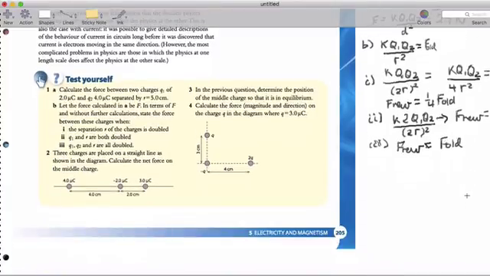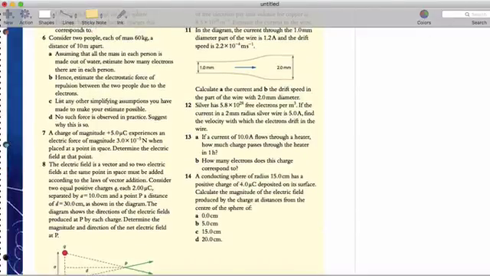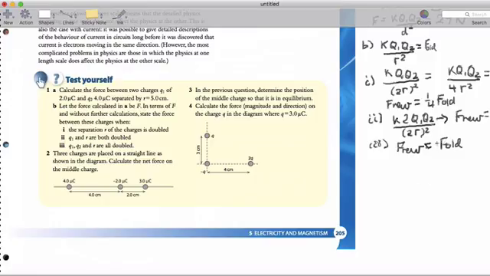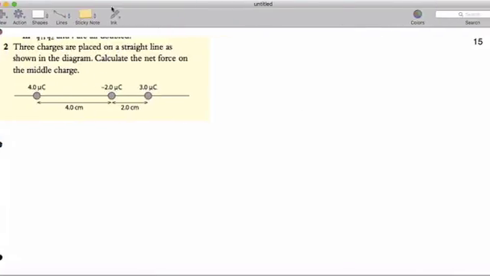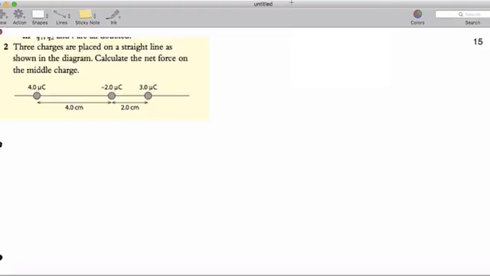Now, for number 2, we want to calculate the net force on the middle charge. And then we've got, so 2, 3, and 4 are some interesting questions. And I'm going to actually just take a look at those. Like this. All right, so let's actually take a look at question 2. All right, so here's the problem. We have 3 charges placed on a line. And we're going to calculate the net force on the middle charge.